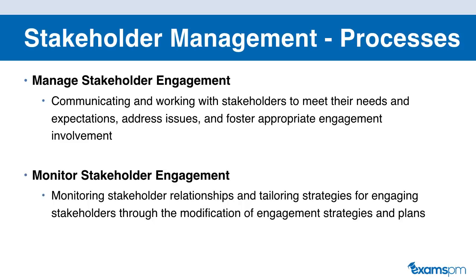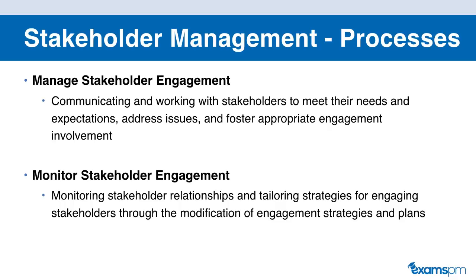And the last and final process in stakeholder management is monitor stakeholder engagement. This is the process where you're monitoring the stakeholder relationships and tailoring strategies for engaging the stakeholders through the modification of engagement strategies and plans. So this is where we're monitoring whether or not the stakeholder engagement plans that we planned to do are actually giving the desired effect that we want them to give. And if they don't, then we need to modify the plan and then manage stakeholder engagement again.